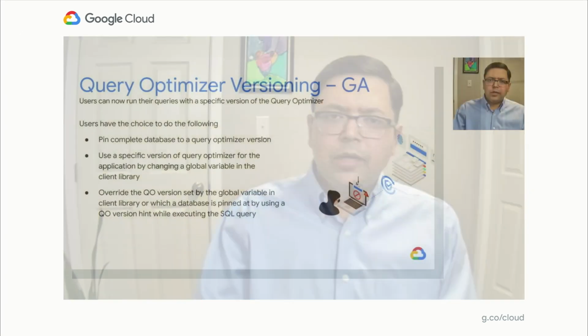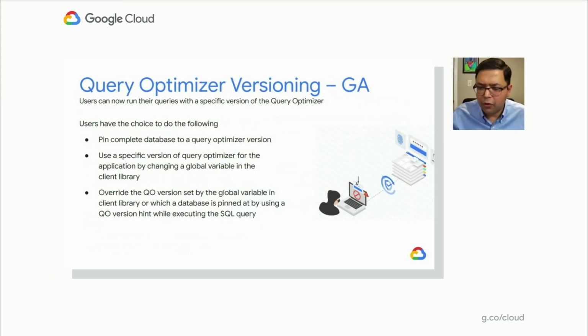And last but not least, Cloud Spanner offers query optimizer versioning capability to our customers. And this is a GA feature. So basically, what does it mean? Now users have the flexibility to run their queries with a specific version of the query optimizer. There's a range of choices which we offer. You can pin your complete database on a query optimizer version, or you can decide to pin just your application on a specific query optimizer version, with the default query optimizer for the database being something different. So you can override the default on the database.